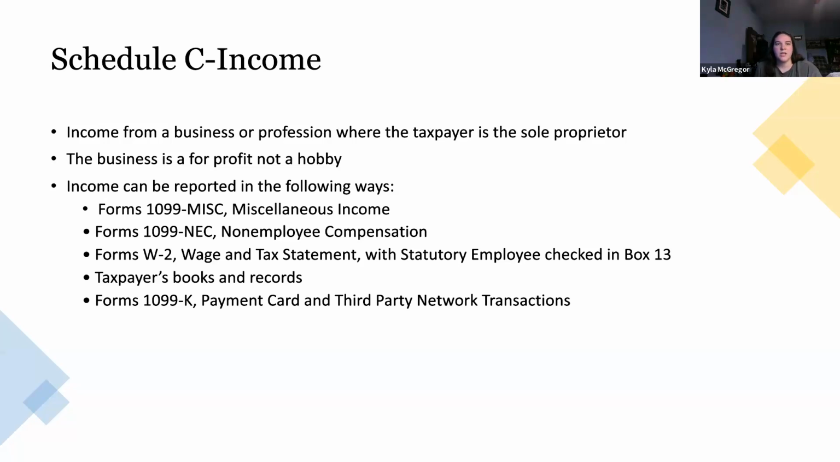So the income can be reported in the following ways. Most of the time, people nowadays are getting a 1099 NEC or a 1099-K for the most part. Occasionally, they might get a 1099 miscellaneous instead. Or if there's somebody who's a statutory employee, they'll get a W-2 with statutory employee box checked. Or if their business is cash only, they won't get a form necessarily, but will need to use their tax records showing what they received as income. Or if their income is really low from a certain place, they won't get a 1099. So it'll be what the taxpayer's books and records and bank accounts say.